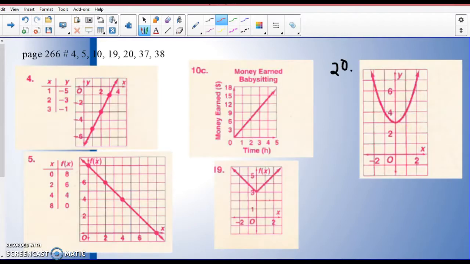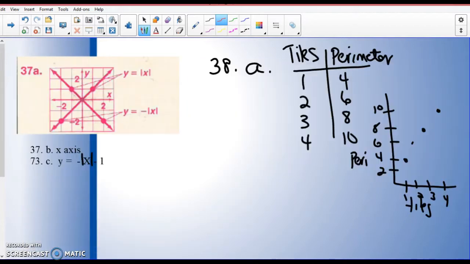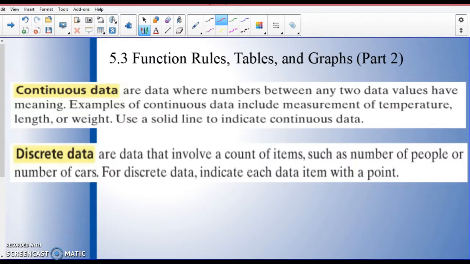Okay, here are the answers to the first part of last night's homework. Go ahead and pause it and check it. Second part, again, pause and check. All right, find this in your note packet.